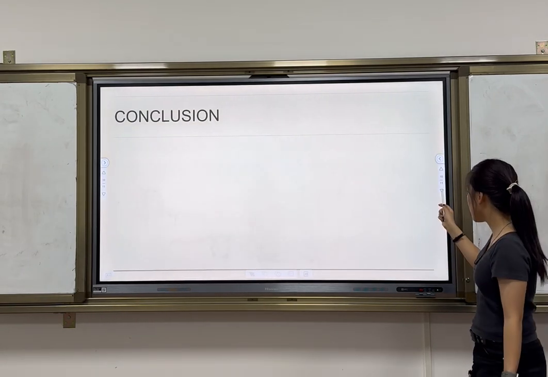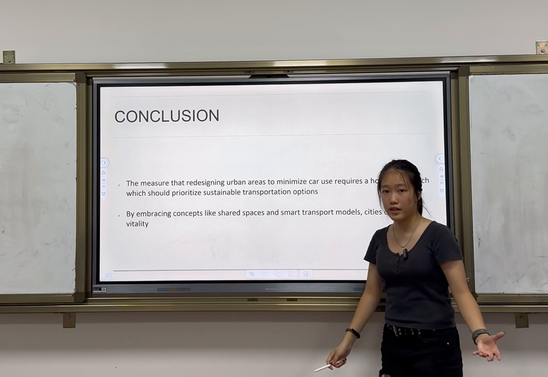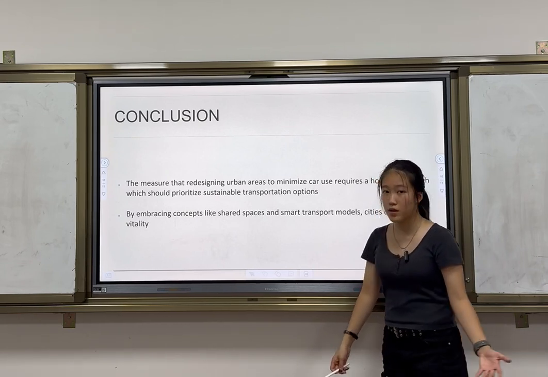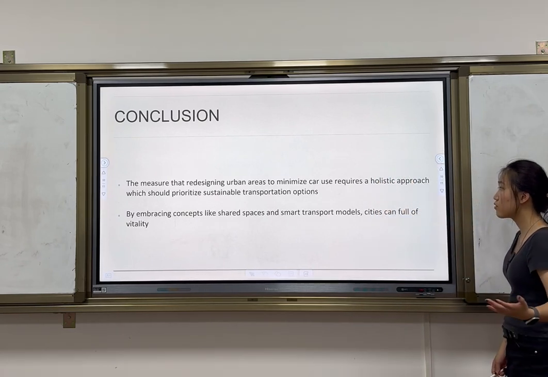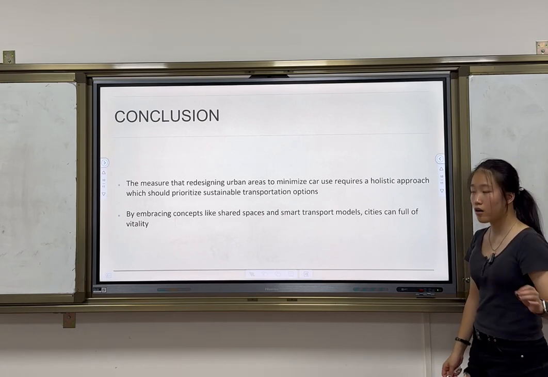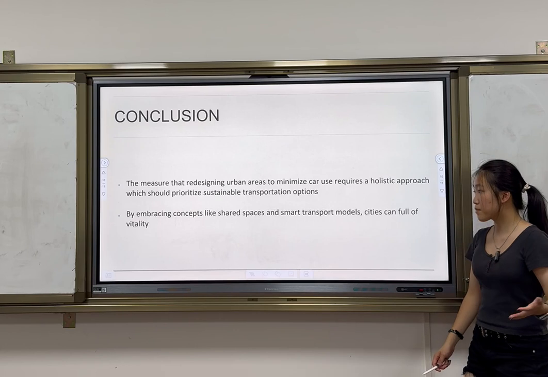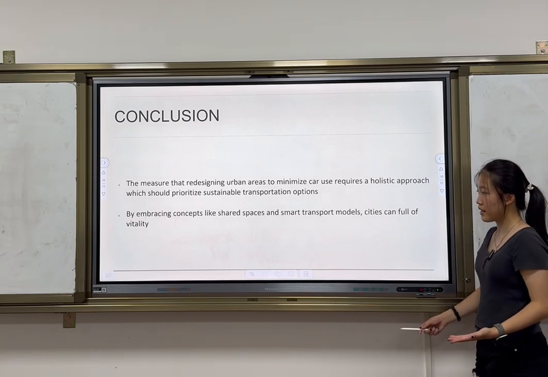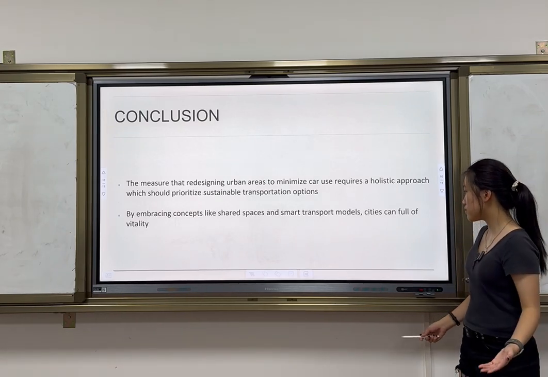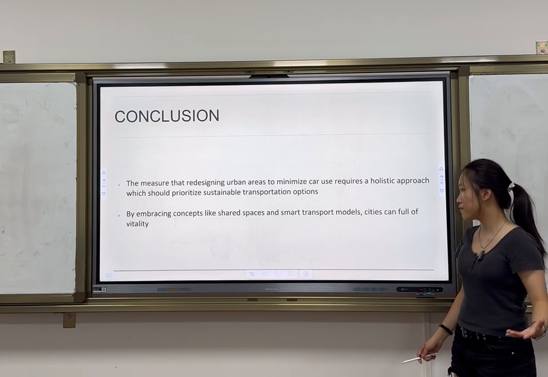So, in conclusion, redesigning urban areas to minimize car use requires a holistic approach which should prioritize sustainable transportation options. By embracing concepts like shared spaces and smart transport models, cities can be full of vitality.